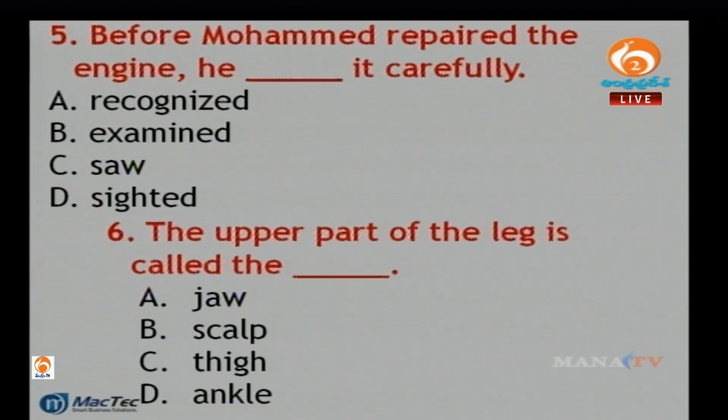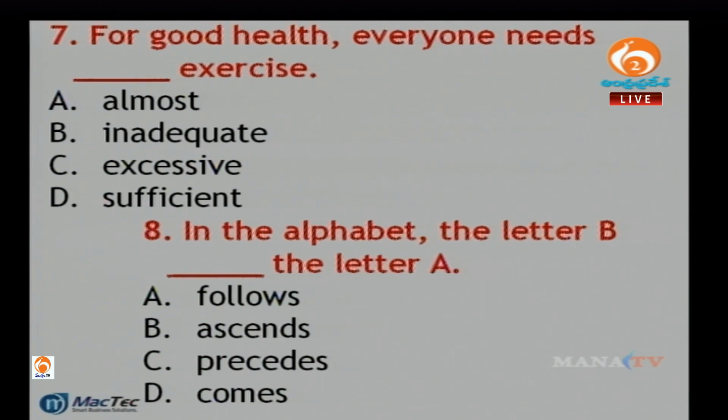Number 6. The upper part of the leg is called the jaw, the scalp, the thigh, the ankle. The upper part of the leg is called, of course, option C, thigh. It's not the ankle. Ankle is the lower part. Question number 7. For good health, everyone needs dash exercise. Almost exercise, inadequate exercise, excessive exercise, sufficient exercise. Very simple question. Of course, the correct answer is D. For good health, everyone needs sufficient exercise.